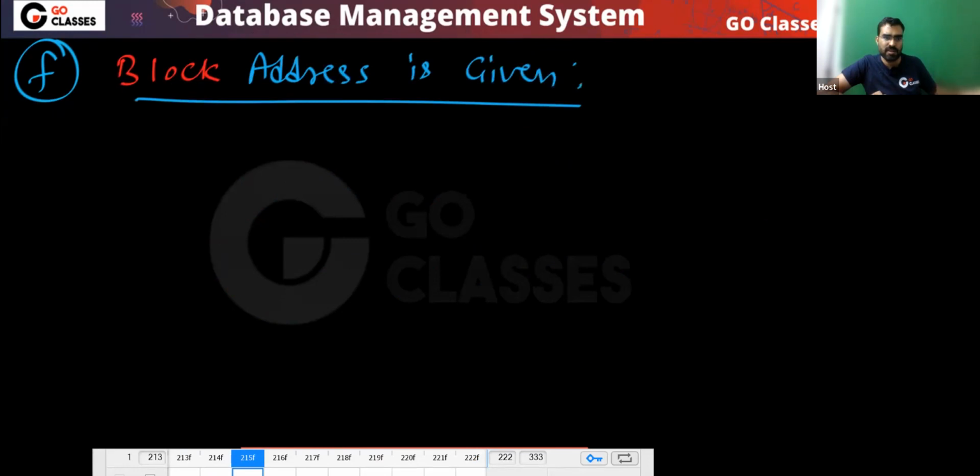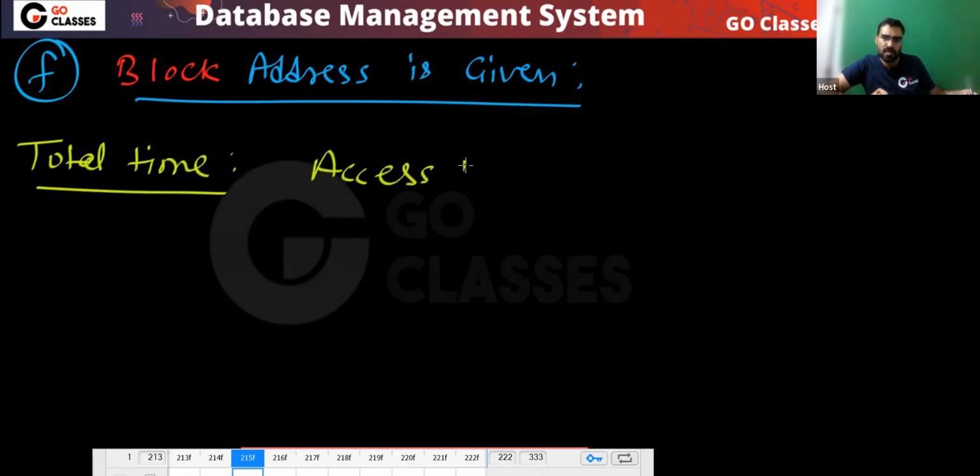Okay, so if this is given, then what do we have to do? Now the total time: you locate and you transfer it, right? So basically you have to locate it and then you can transfer it. That is your total time. What is that? Total time will be what? That will be access time plus transfer time, right? So that will be access time plus transfer time.